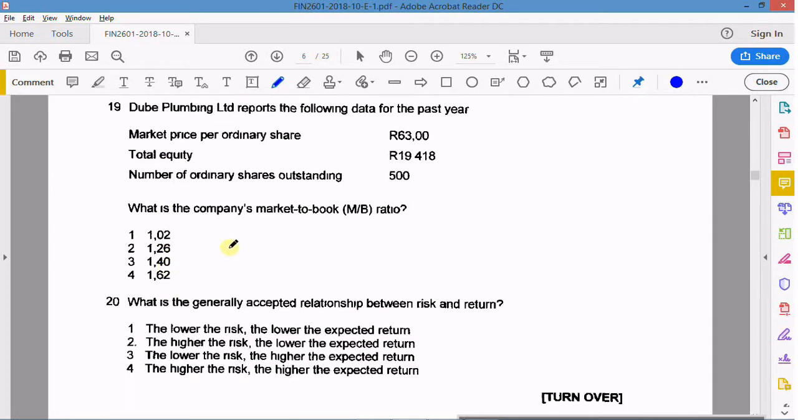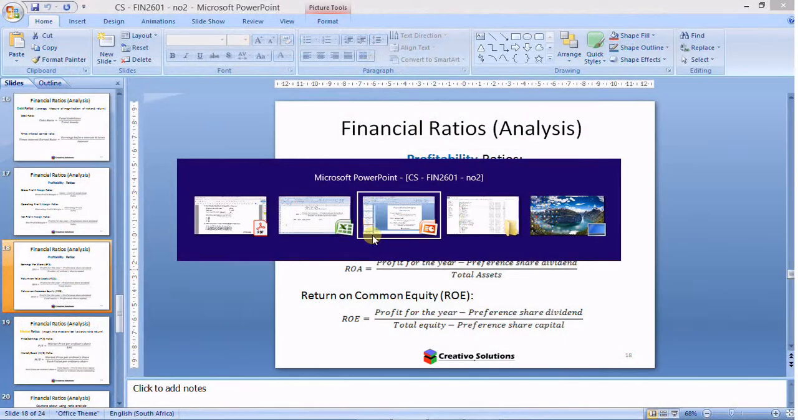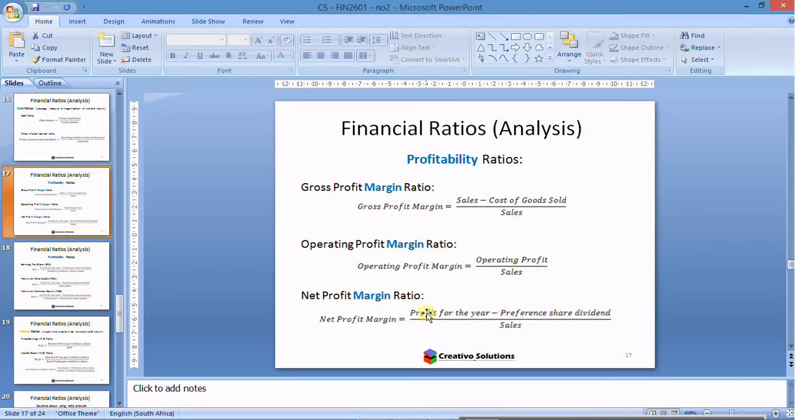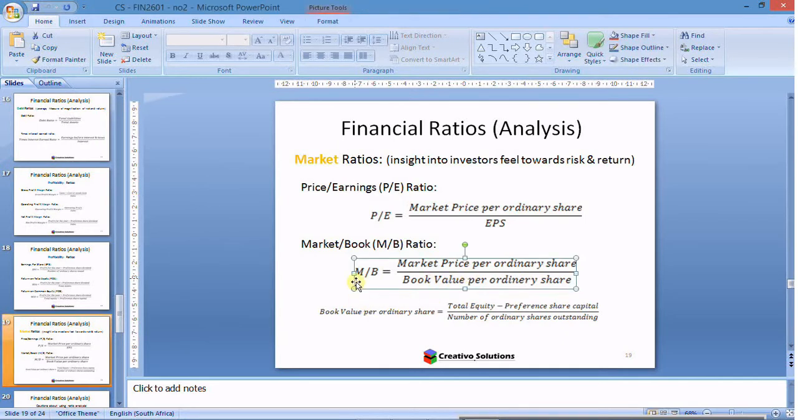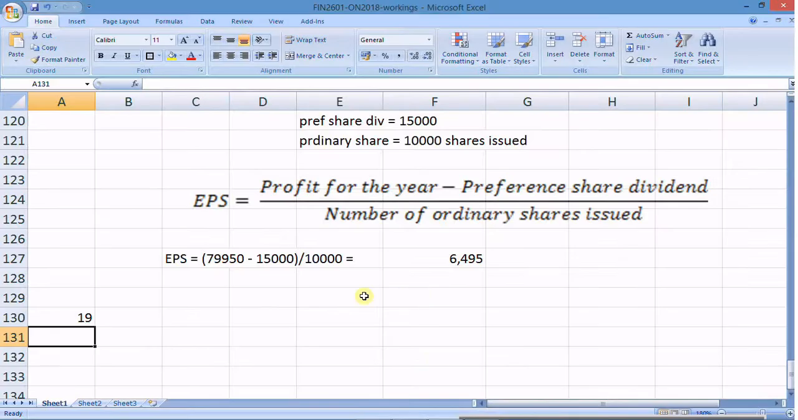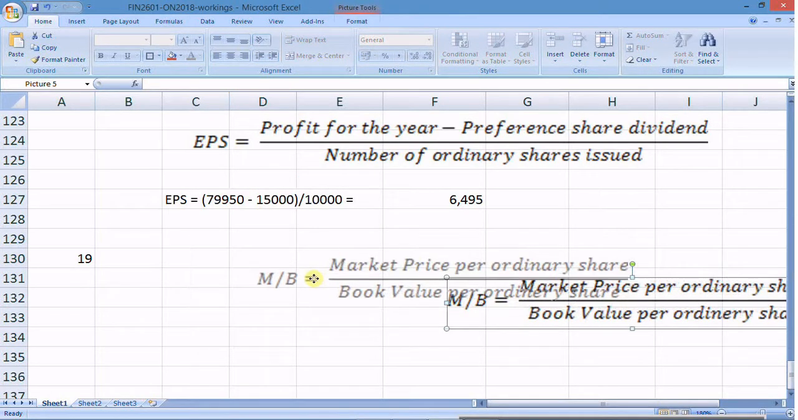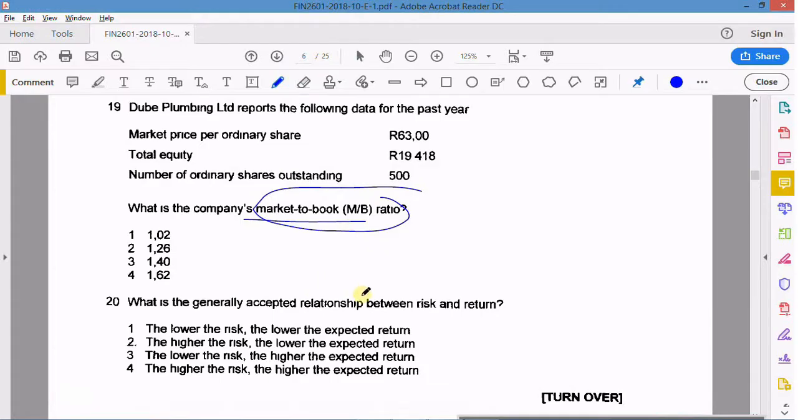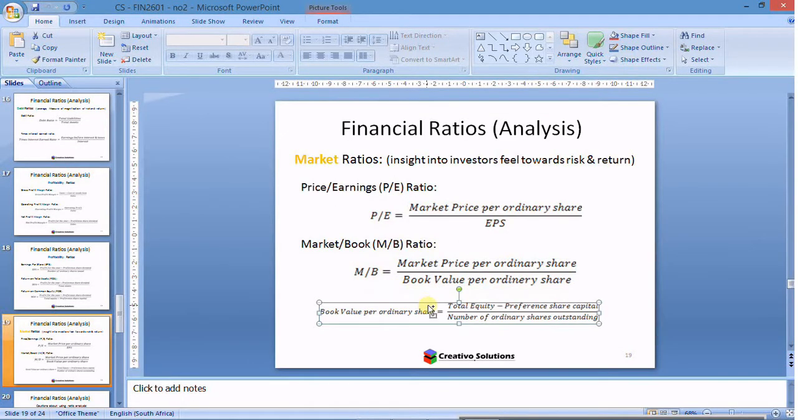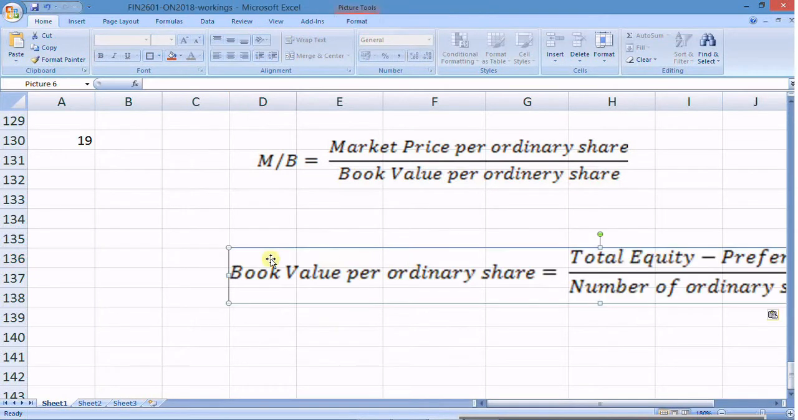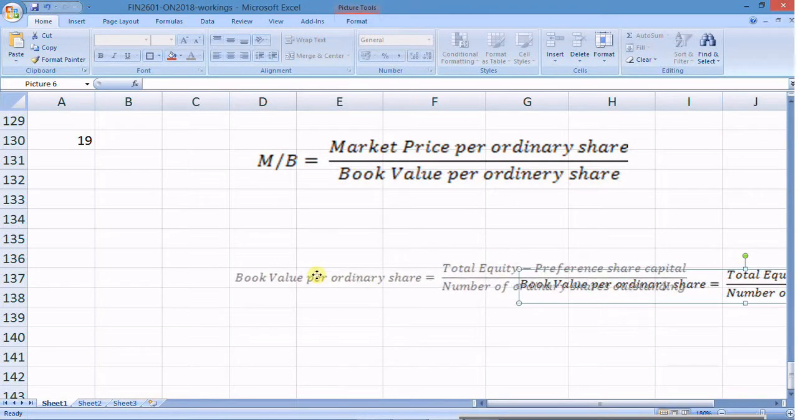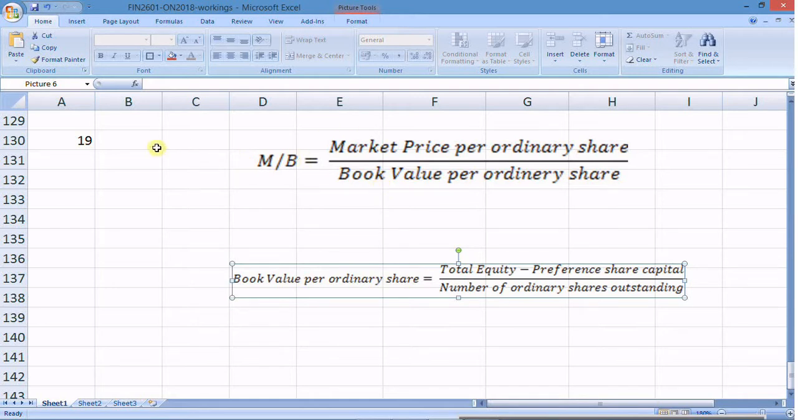Right, number 19. What is the company's market to book ratio? As soon as I see that, I need to write down the formula. Market to book ratio, there's the right formula. Remember, with market to book, you need the market price and you need the book value. So you actually need to write down both formulas. When you study this, make a mental note of your market and book value. They have to go together, that's why they're on the same slide. Copy, paste. If I want market to book, I need the book value in order to work out the market to book.